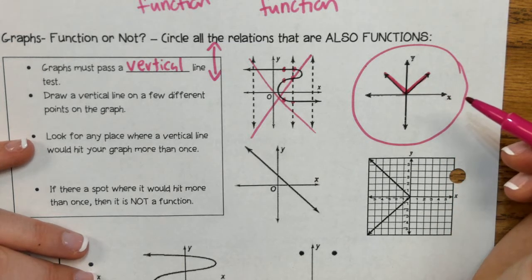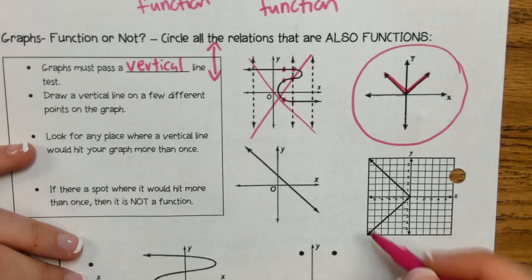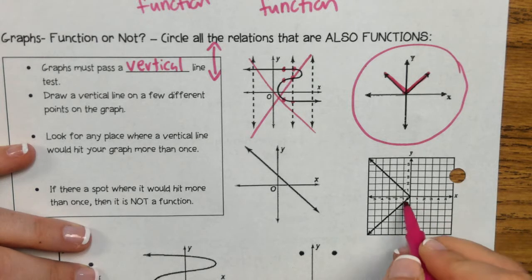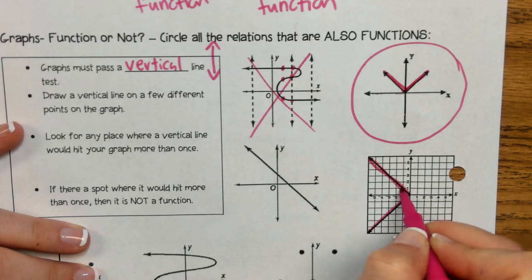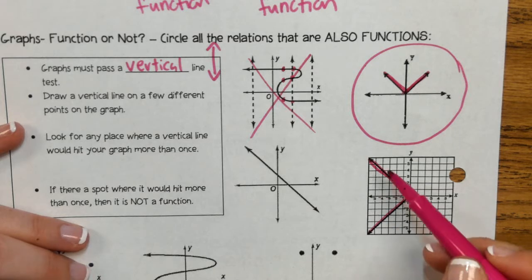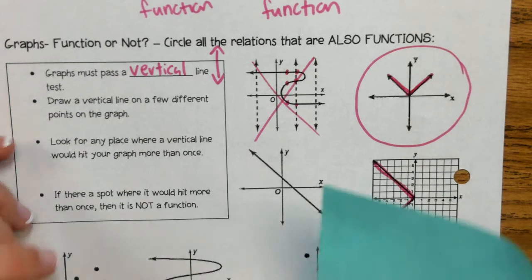Is this like symmetry or something? Kind of. So how would you know which line to use? Okay, so right here I'm going to trace my function. It's pink. Or my relation. This is pink. I'm going to see if I can draw a vertical line anywhere on this graph where it would touch it twice.